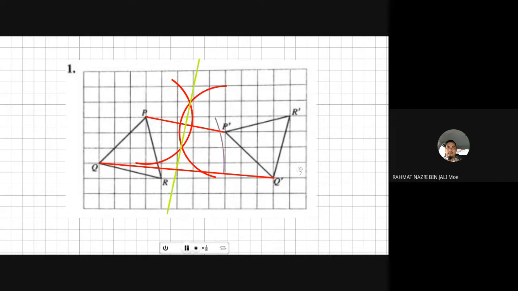Then use center Q. We draw the arc from the center Q. Open your compass more than half of the straight line Q prime, and then draw the arc. The purple arc, the purple one. And the purple one is the center with Q. Okay, let me adjust the red one first. The red one.